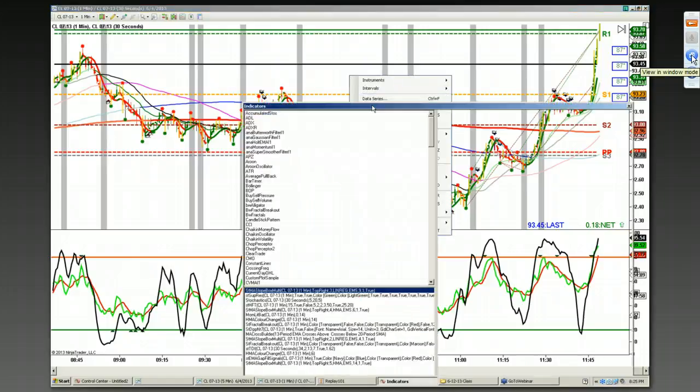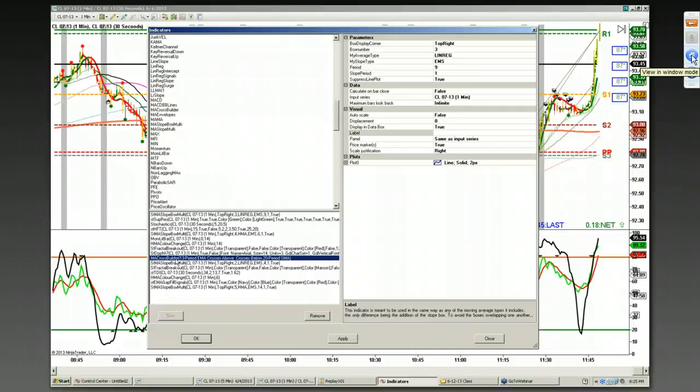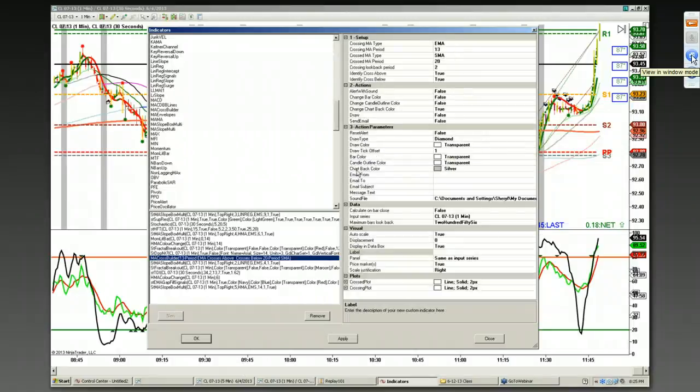MA cross builder. Let me see where it is. Well, it's here. Let's see, right here. The MA cross builder. I use the default settings. I just change the draw color down here. I change all of these boxes to transparent. And then I change the chart back color to the silver, the gray.